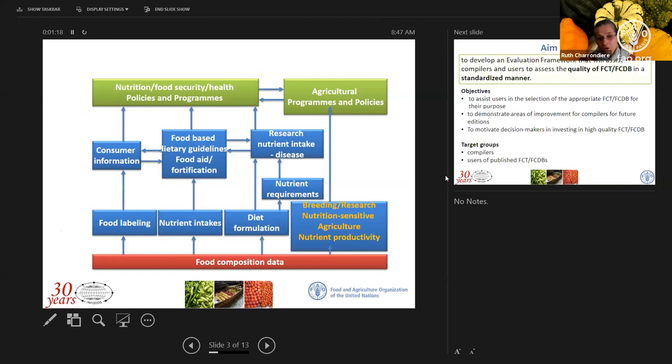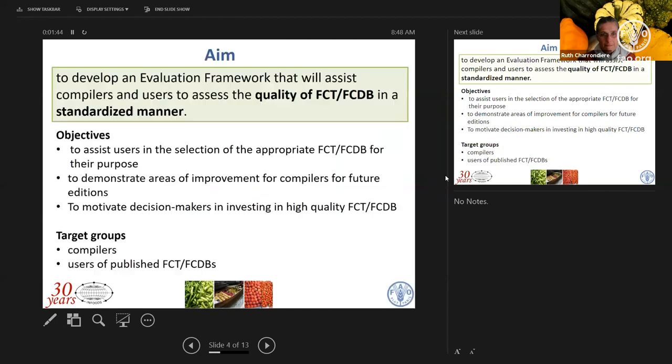And as we all know, food composition is really the basis for almost everything that we do in nutrition and increasingly also in agriculture. So if this basis is of bad quality, everything else which is built on it will be of bad quality as well. Or on the contrary, if it is of good quality, then we have better chances that everything else is of good quality as well.